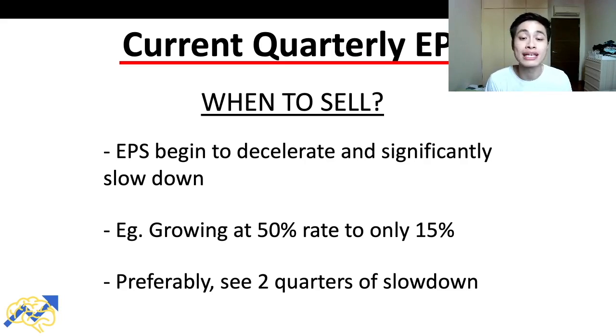The next thing we want to take a look out for is when to sell based on this current quarterly earnings per share. We want to look to sell the stock when the company's earnings per share begin to decelerate and significantly slow down. For example, if the company's earnings per share was growing at a 50% rate previously, but now only growing at a 15% rate, then this could be a potential sign for us to look to start selling the stock. But preferably, we want to see 2 quarters of consecutive slowdown before we sell the stock.